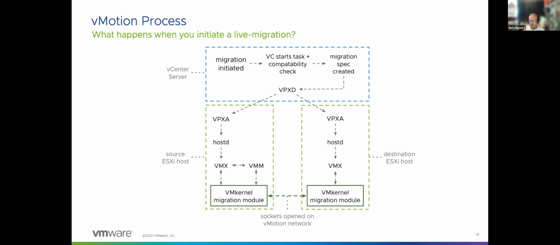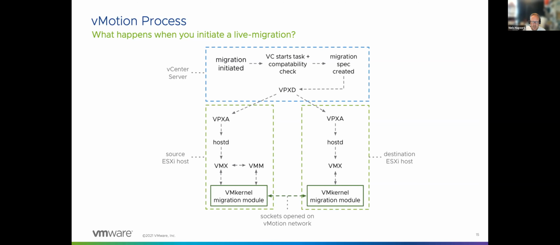VPXA will reach out to hostd. Hostd is important in this specific process because it maintains the VM state, for example. So whenever a migration is initiated, hostd will make sure that a virtual machine is set to an intermediate state so we can no longer change its configuration. Meaning if you hit edit settings, you won't be able to change anything for that specific virtual machine, which makes sense because it is in a live migration, right?